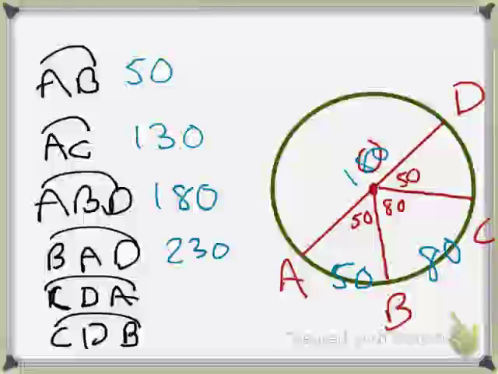CDA, starting at C, going around through D to point A, gives us 230 again. It's the same thing, just on the other side. We have a 50 and a 180 again. CDB, starting at C, going through D around to B, gives us 280. How do you figure? We can either do it by addition, adding up the portions that we're getting, or we could do it by subtraction and say it's the whole circle except for that 80-degree portion. So 360 minus 80.